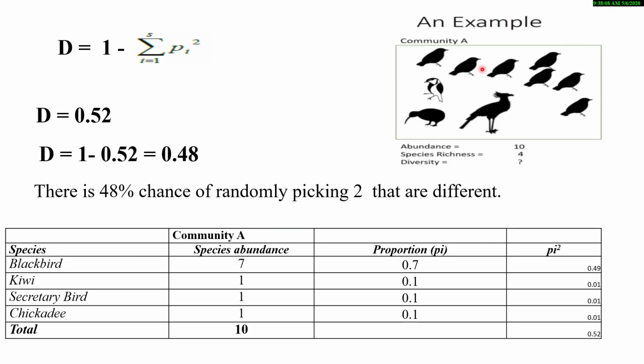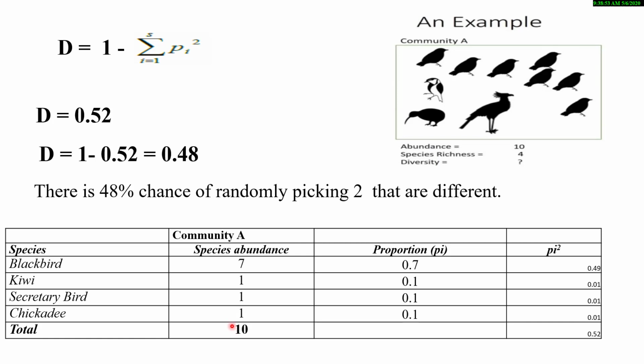For community A, we are using the same data set. How do we compute the Shannon-Simpson index using this data set? The data were derived from this plot. 5 different birds. Blackbirds were 7 in number for community A. Kiwi 1. Secretary bird 1. Chickadee bird 1. So when you add the abundance, you get 10. I have already explained that.